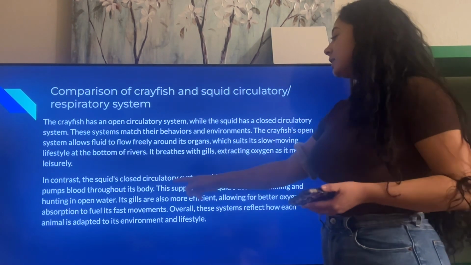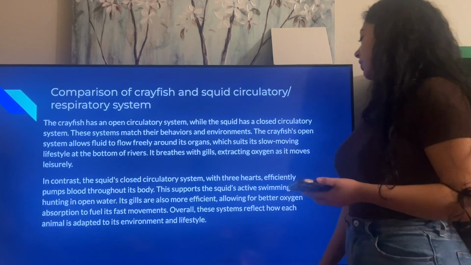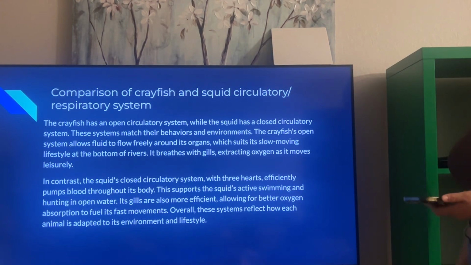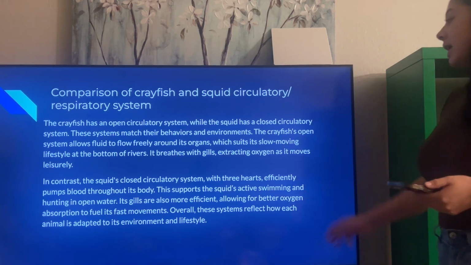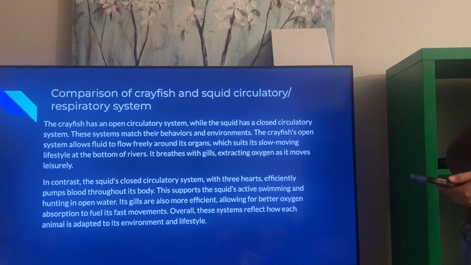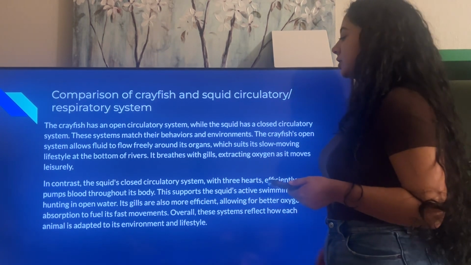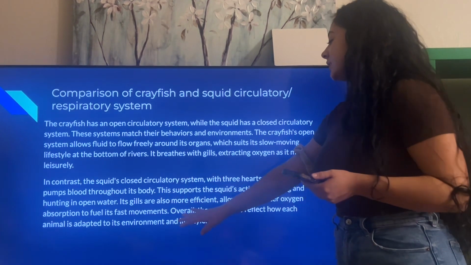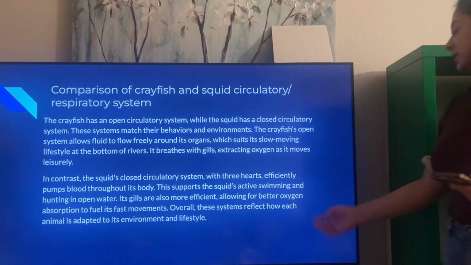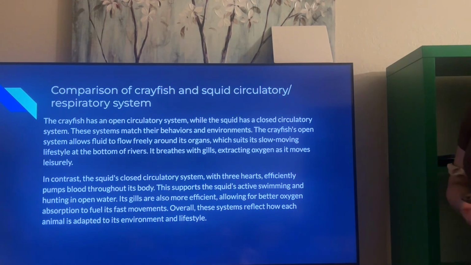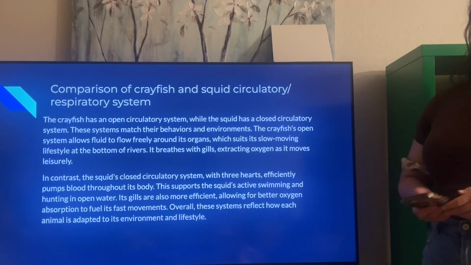In contrast, the squid's closed circulatory system with its three hearts effectively pumps blood through its body. This supports the squid's active swimming and hunting in open water. Its gills are also efficient, allowing for better oxygen absorption to fuel its fast movements. Overall, these systems reflect how an animal adapts to its environment and lifestyle.